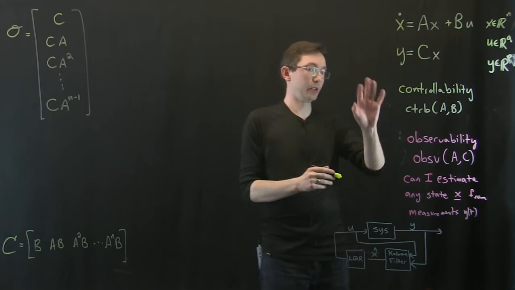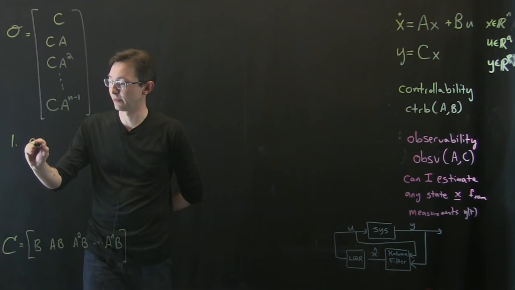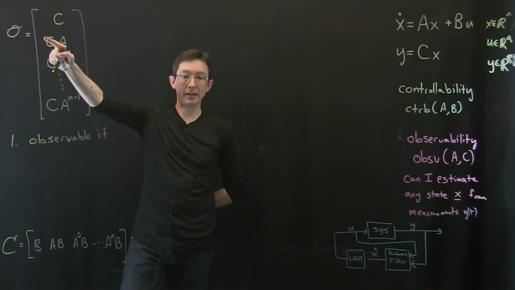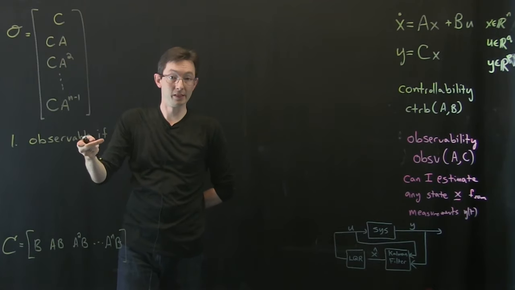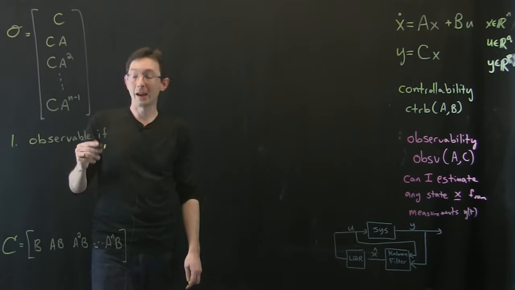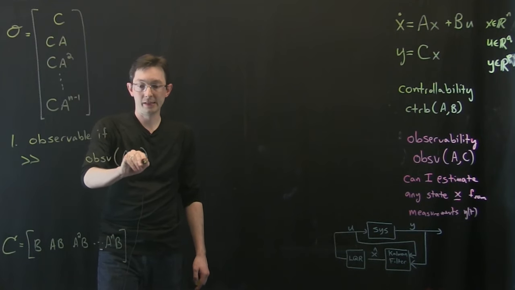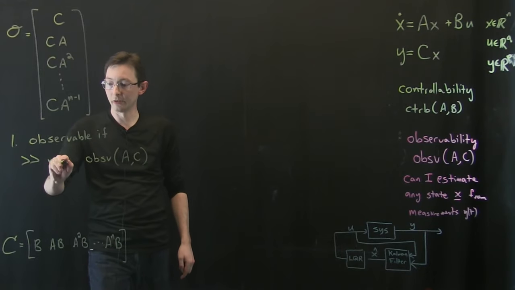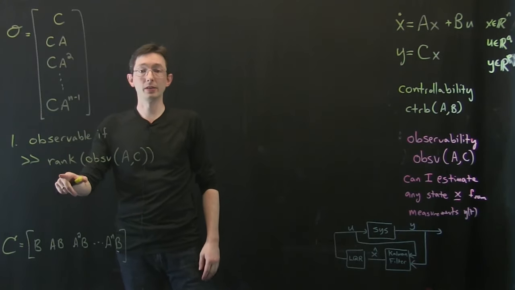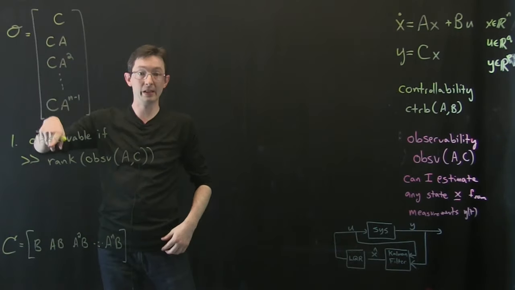So I'm not going to beat this to death like we did for controllability. What I want you to know is there are things like a rank condition. So the system is observable if the rank of this matrix equals n. If the row space of this, now instead of the column space, spans R n, then the system is observable. And in MATLAB, that's really easy to check. There's something called OBSV. I give it A and C. This builds this matrix, and then all I have to do is look at the rank of that observability matrix. So it's exactly the same as controllability, except now we're making sure that this matrix is full rank, that the row space spans R n.